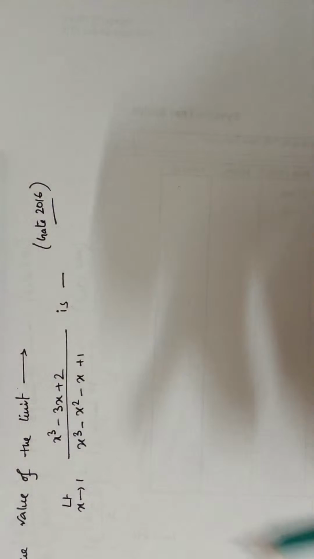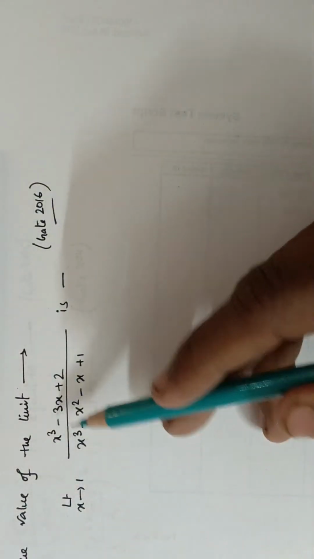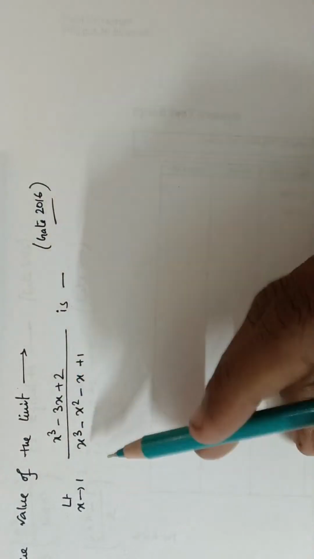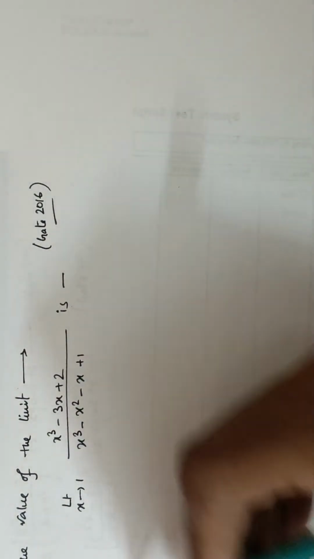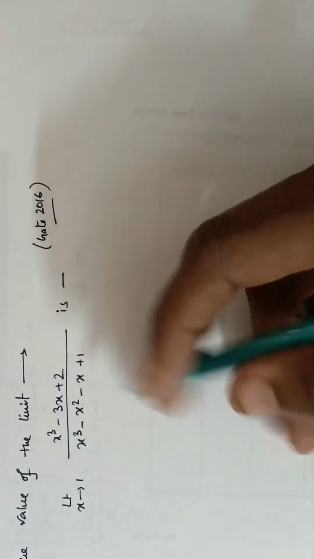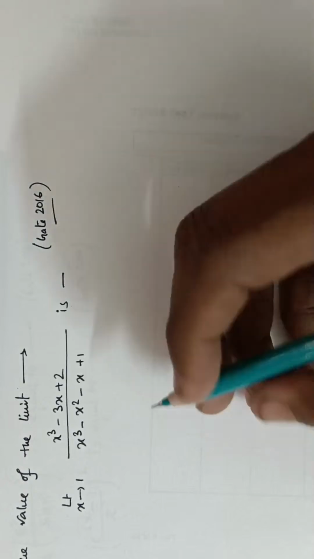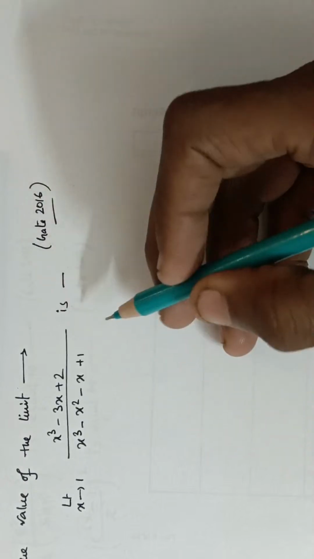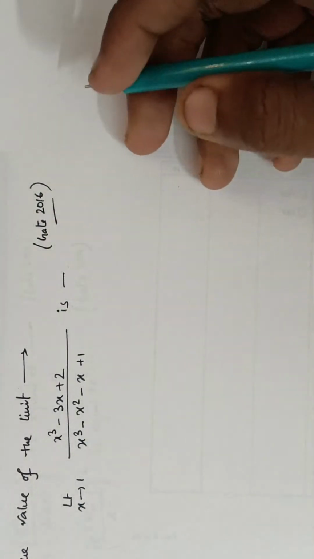So this is a very simple expression. The limit as x tends to 1 of (x cube minus 3x plus 2) upon (x cube minus x square minus x plus 1) is equal to some value, and we have to find it out. For this type of question we have to put the limit value into the expression and check if we get 0 by 0 form. If we get 0 by 0 form, then we can apply the L'Hospital method.